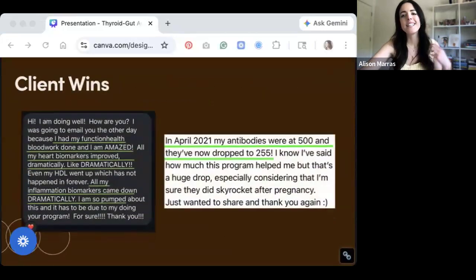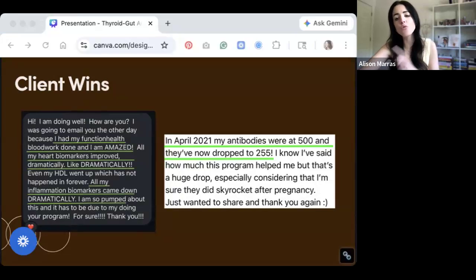Okay. These are the actual markers we have seen changed with women time and time again. We've got antibodies reducing from 500 to 255. That's almost cut in half in 3 to 4 months. We've got cholesterol going down and improving dramatically. Inflammation coming down also in about 3 to 4 months by embracing our method and jumping all the way in with support.